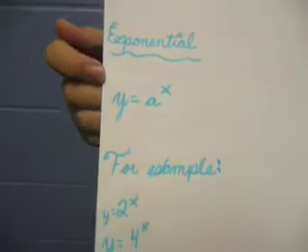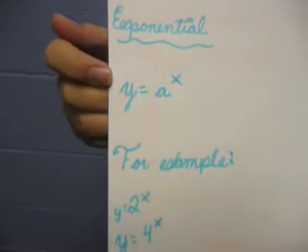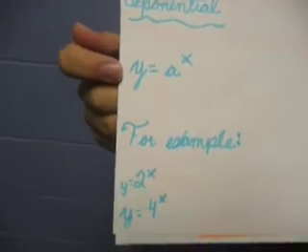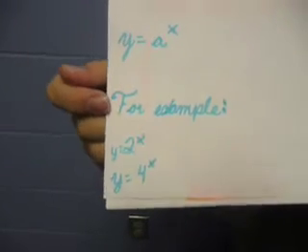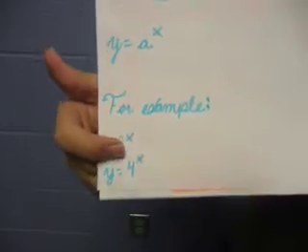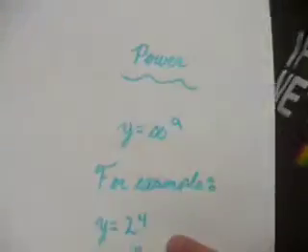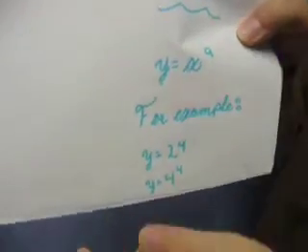Next is about the exponential and power equations about the log. First, the exponential. Here is the formal equation: y equals a to the x. Next are two examples, y equals 2 to the x and y equals 4 to the x. And the power equation, here is the formal equation, y equals x to the a. And here are 2 examples.